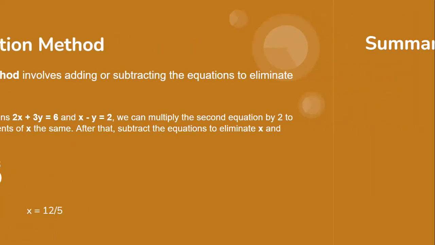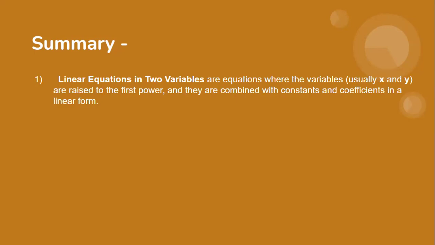So let's just summarize whatever we have learned. So let's quickly recap. So linear equations in two variables are equations where the variables, usually x and y, are raised to the first power. Remember, they don't have any exponents. Neither are they cubes, nor squares. They are only raised to the first power, and they are combined with constants and coefficients in a linear form.